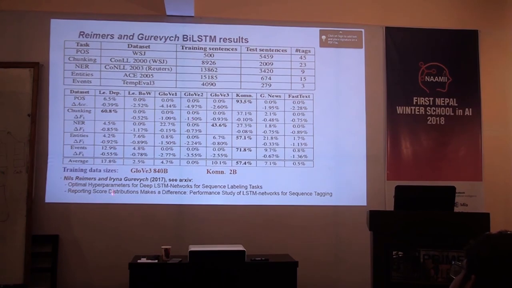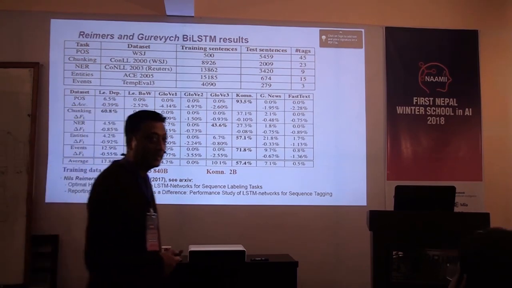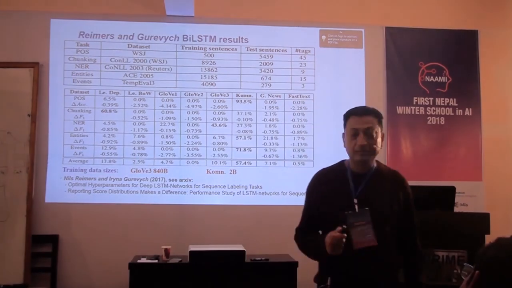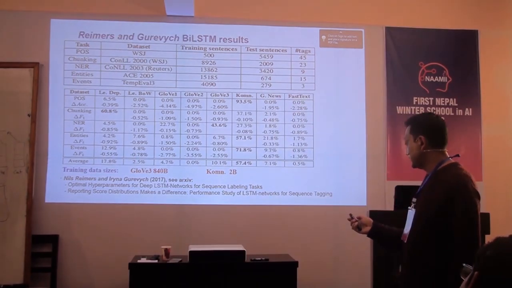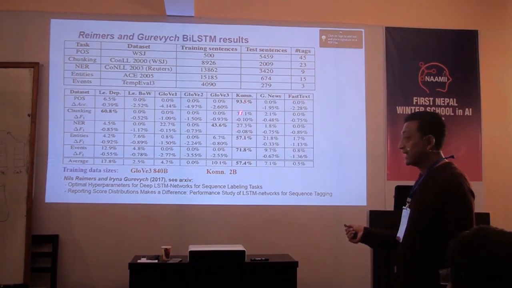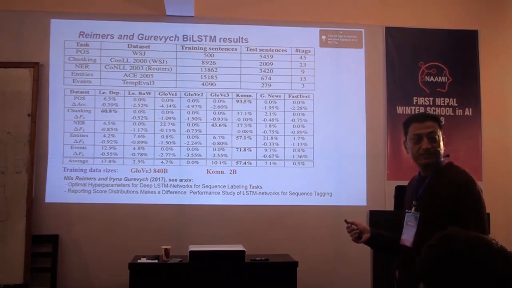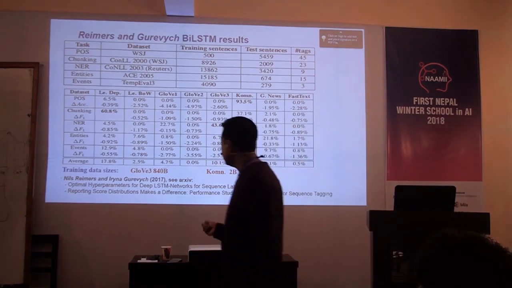And in these two papers, they were able to show that for most of the tasks, like part of speech tagging, chunking, named entity recognition, event recognition, and so on, these embeddings perform much better compared to the very famous GloVe embeddings, okay? And the reason is that, as I showed you earlier, in these embeddings, we are taking advantage of the syntactic structure, right?